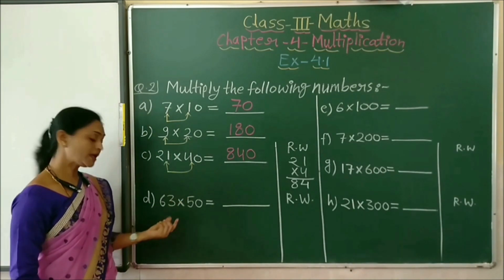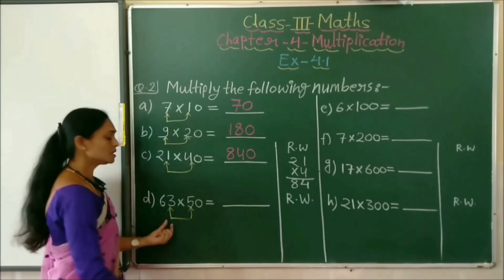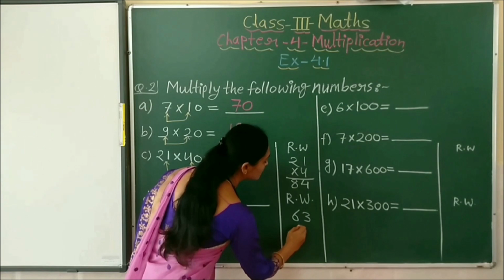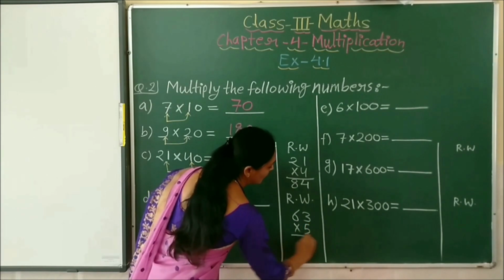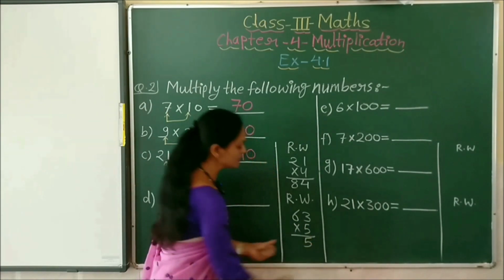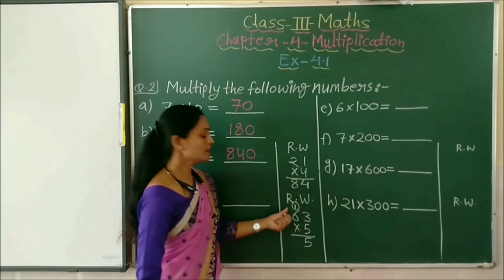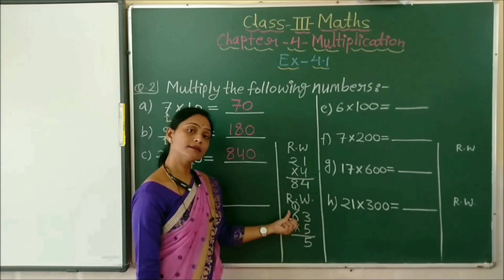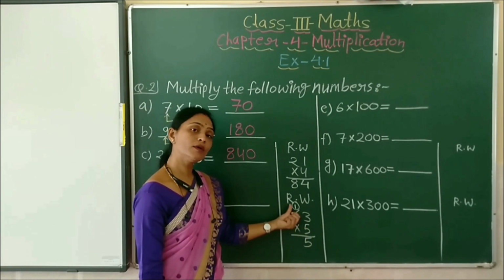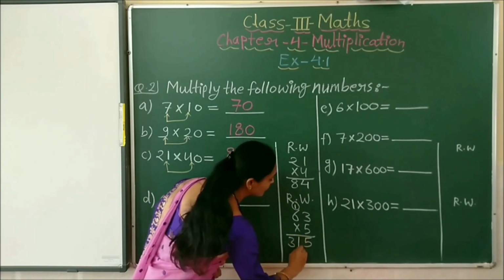Now same way this one also we will solve. Here also this 63 is a big number. So first we will multiply these both the numbers in the rough work, 63 and 5. So 5 threes are 15. So we will write here 5 and 1 carry over we have to write here. Now 5 sixes are 30 plus 1. 5 sixes are 30 and this carry over we have to add. So 30 plus 1, 31.